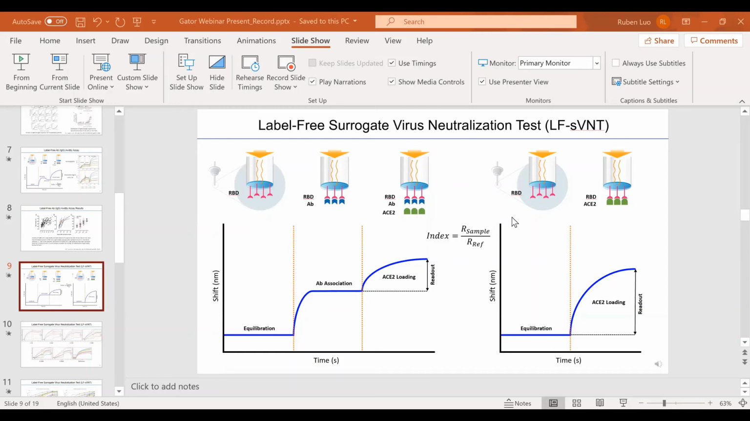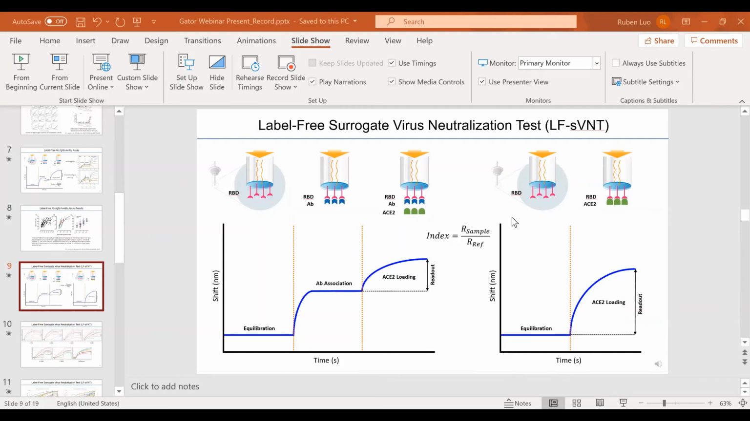Can you please comment on the chemistry of the RBD to the biosensors? Talk a little bit about what they are. I see. That's a very good question. I'm not sure how much Gator wants me to release about this information, because I know you guys may convert it to a product later.